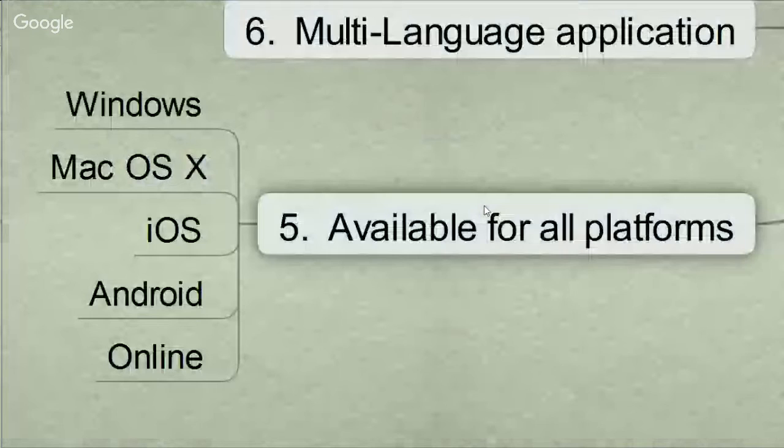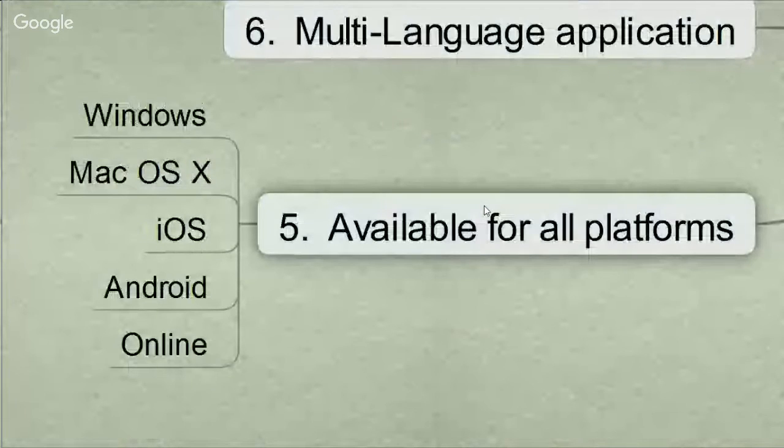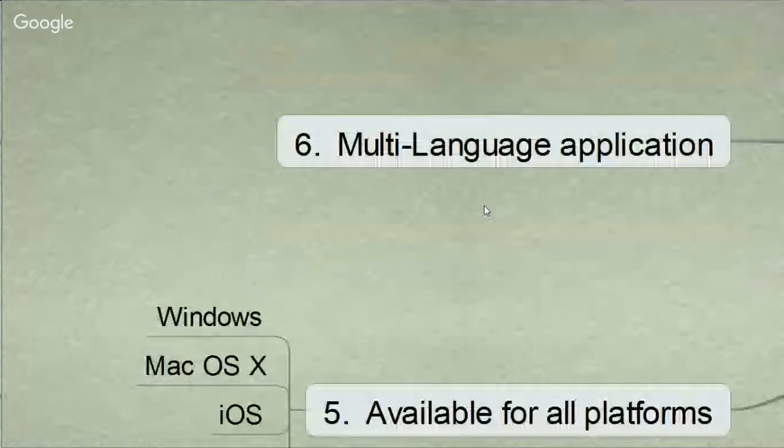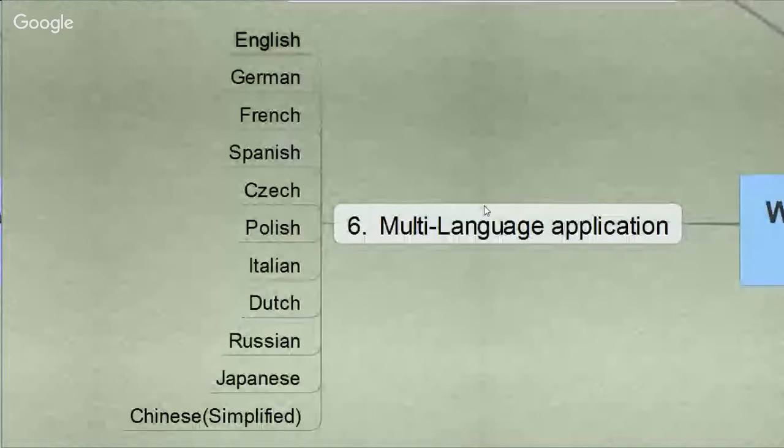Seavus Project Viewer is also available on all platforms. As you can see, we are available on Windows, Mac, iOS, Android, and online, as we have an online version. And also, we are a multi-language application. You can see all the languages that we currently support.